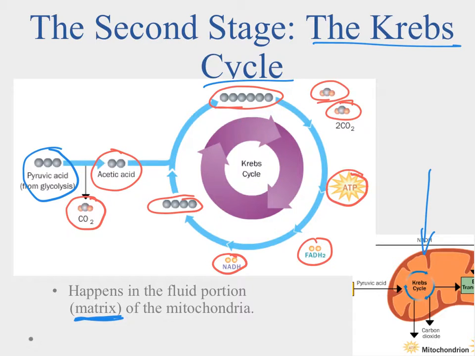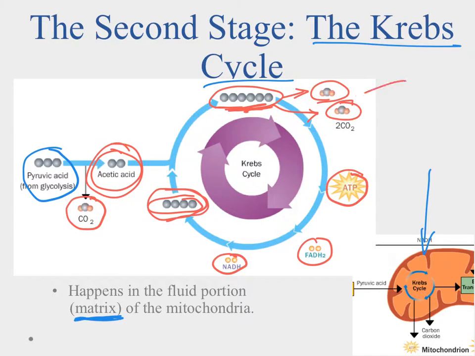Now, if I take this 6-carbon up here and I break off 2 carbon dioxides, then I end up with my 4-carbon that we started off with. Okay, so you can see how this is going to be a cycle. It'll be ready to accept more acetic acid, and that's how the process begins.